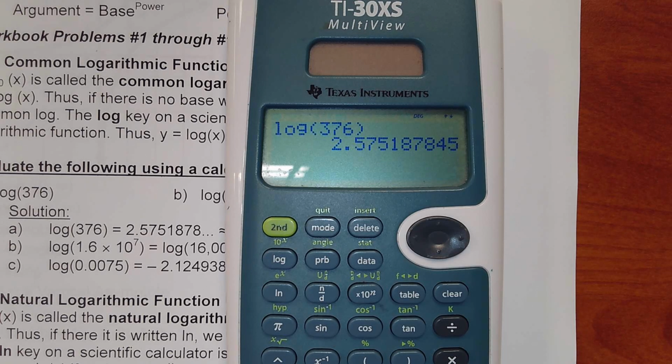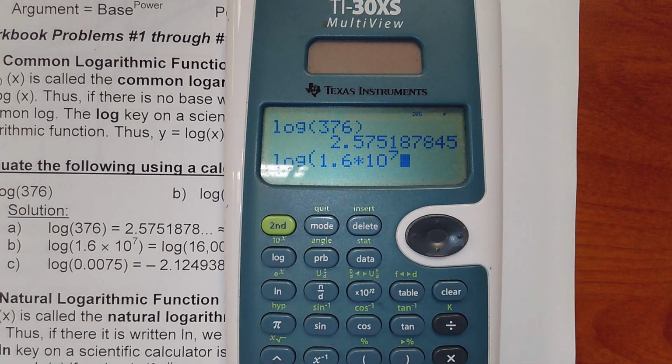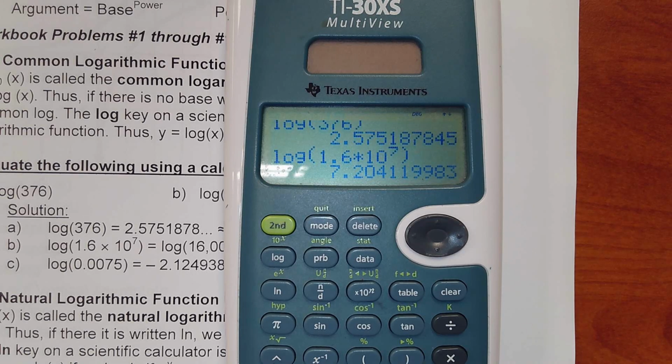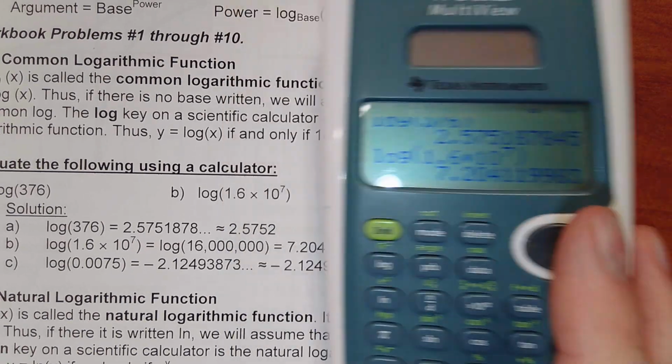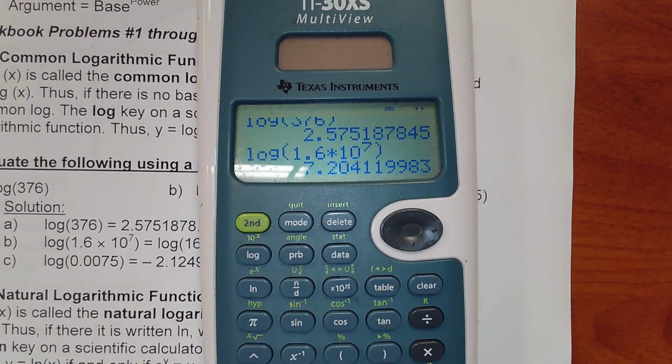Let's do b. It's log of 1.6 times 10 caret key 7. Enter. And let's do the last one.